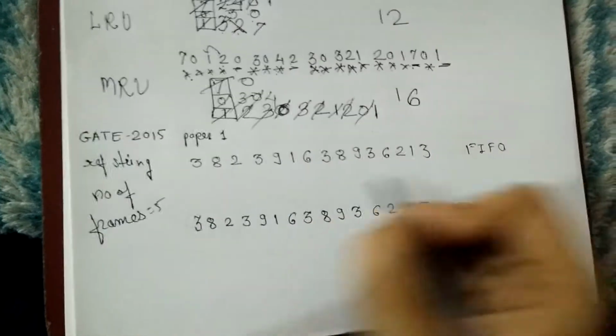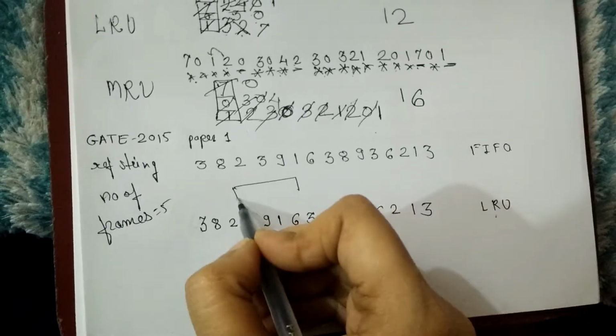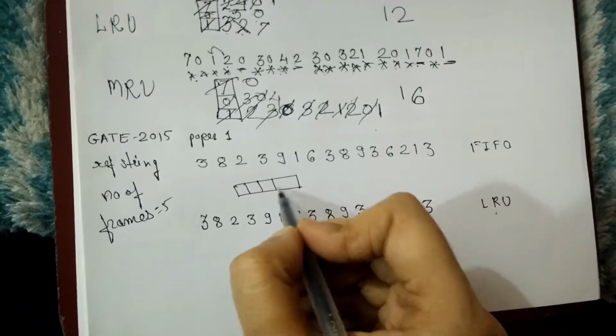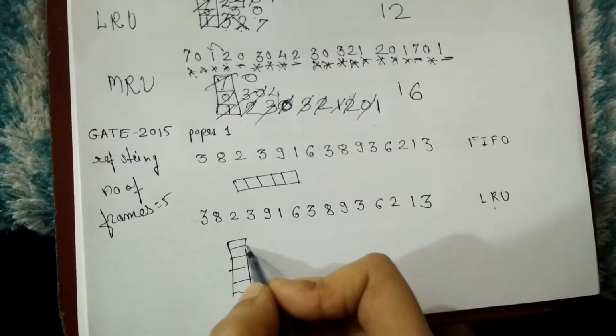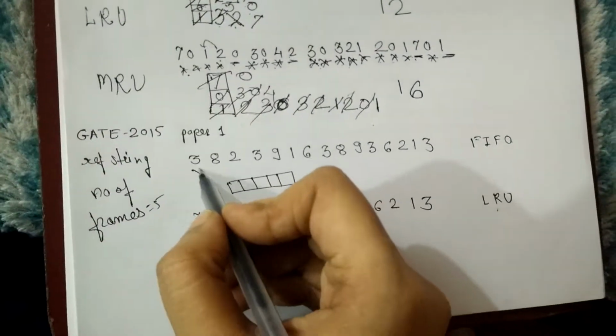Okay, so instead of 3 we are having 5 frames over here. Similarly here also we are having 5. Okay, so first we will do first in first out.